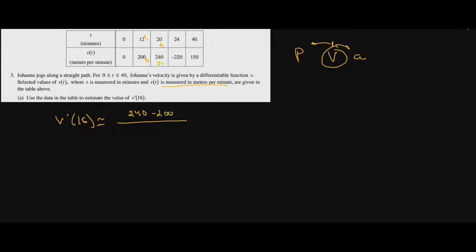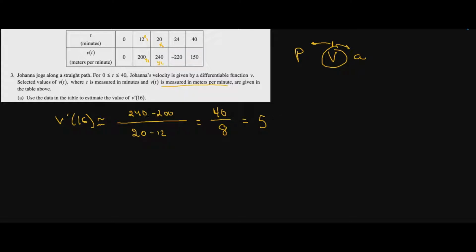240 minus 200 divided by 20 minus 12. Remember, this is non-calculator active. 40 divided by 20 minus 12, which is 8, so 40 divided by 8. We could do some work, and that's going to give us 5. So the approximate acceleration is 5.